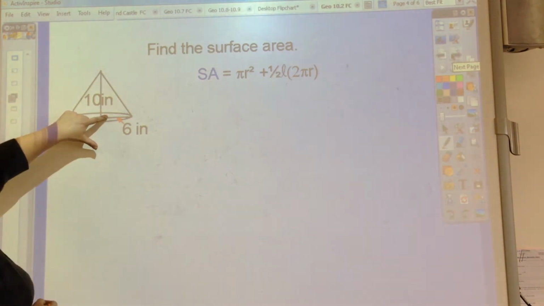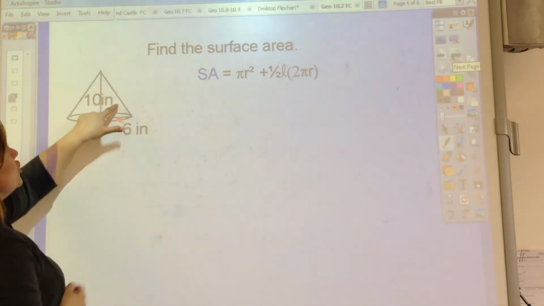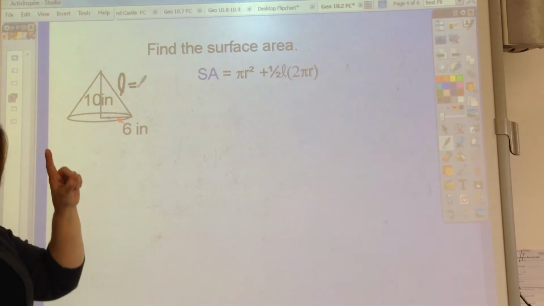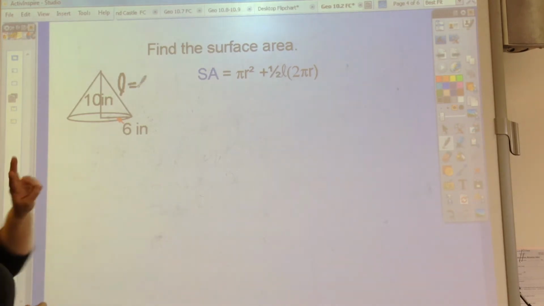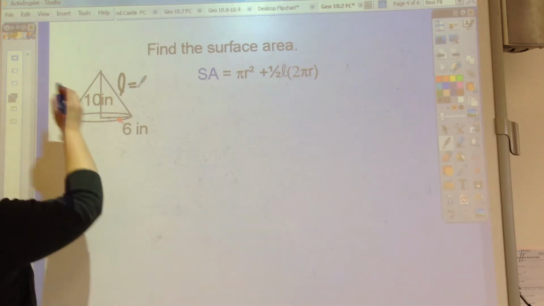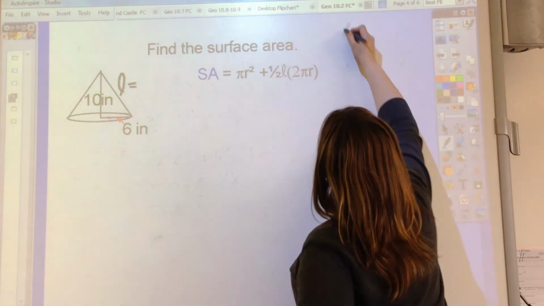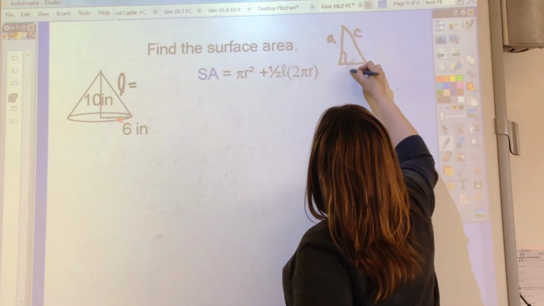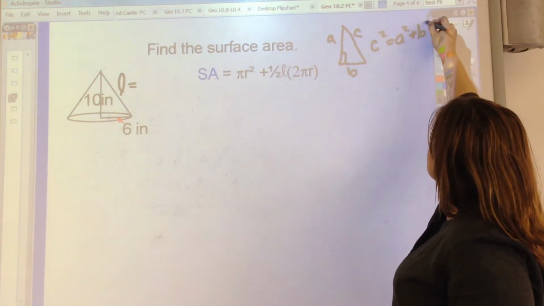I need the radius and the slant height. Notice that here I do not have my slant height, so the first thing I'm going to need to do is find it. Now I find the slant height to 2 decimal places by using the Pythagorean theorem. Hopefully you remember that your Pythagorean theorem says c squared equals a squared plus b squared.